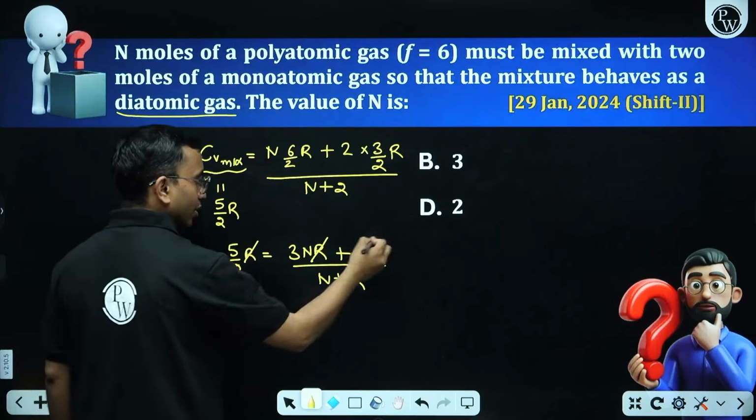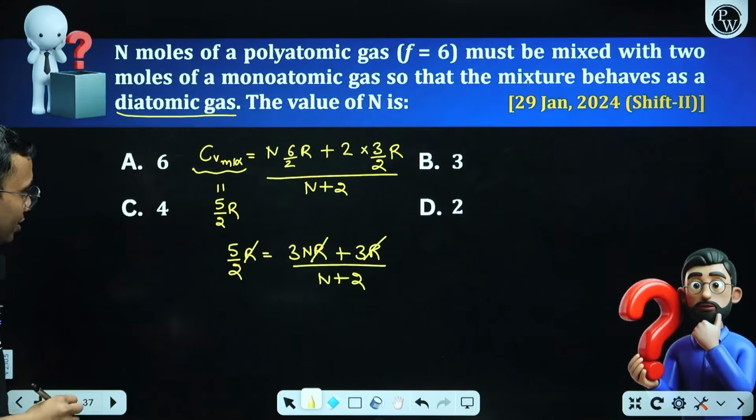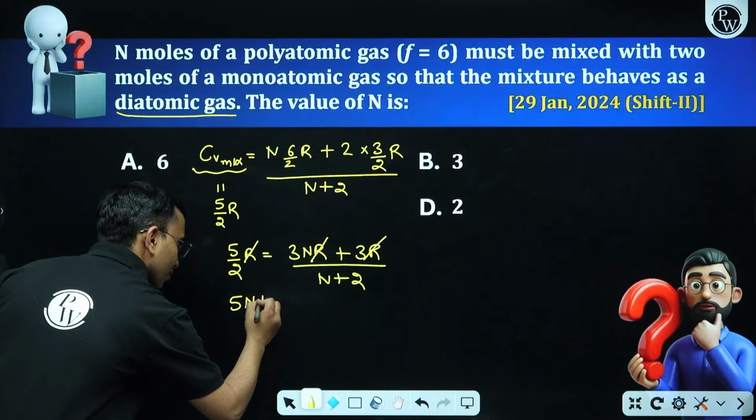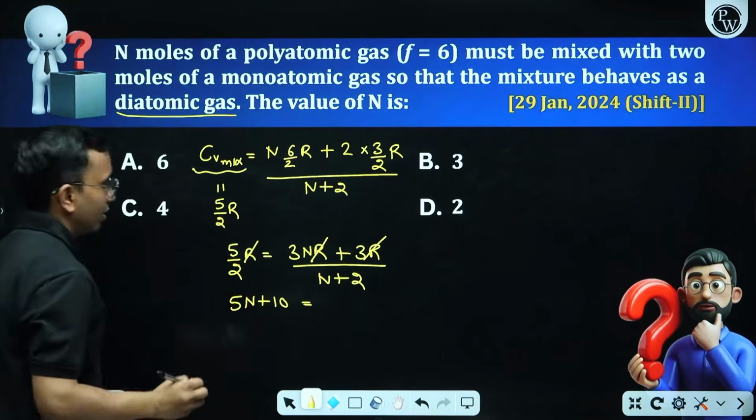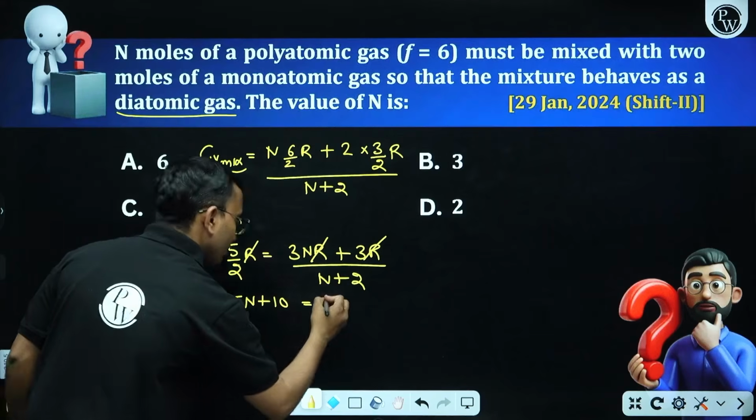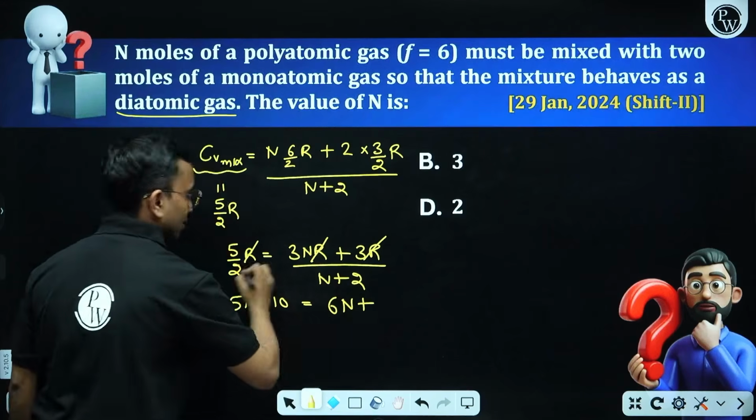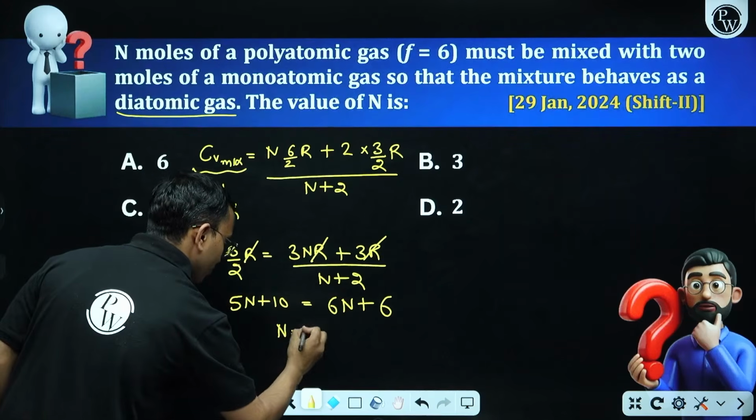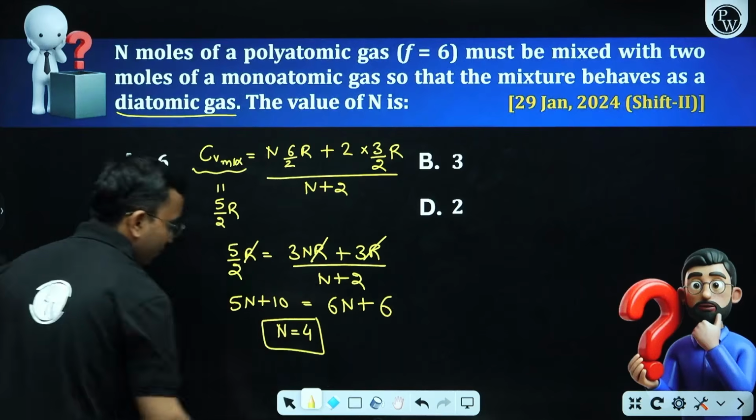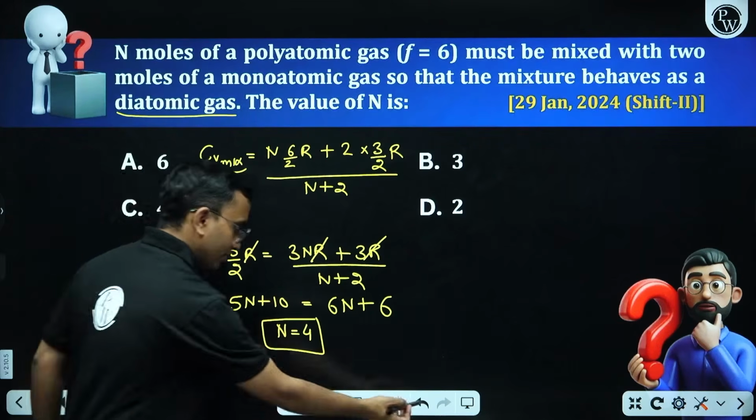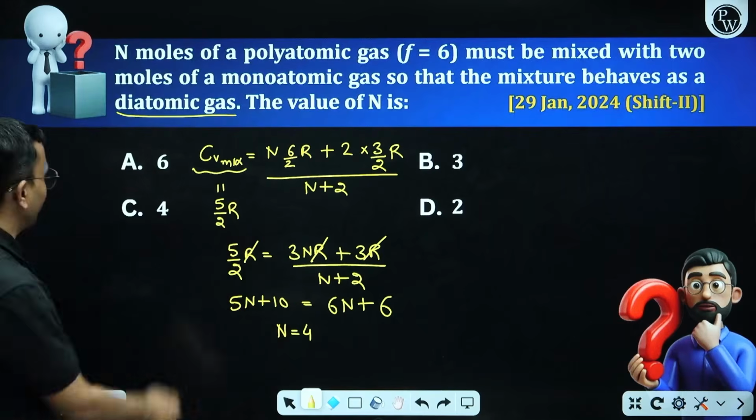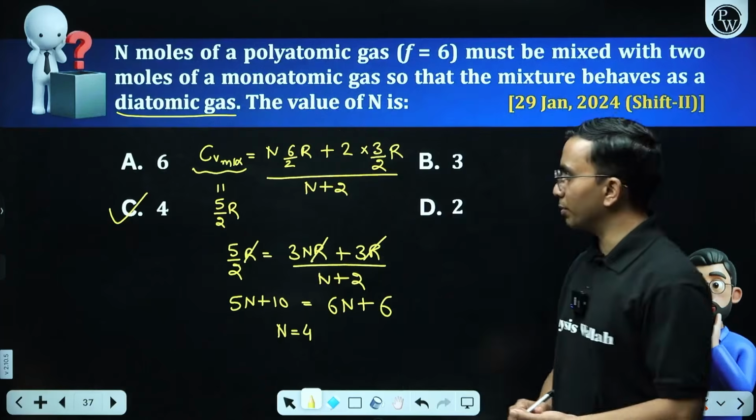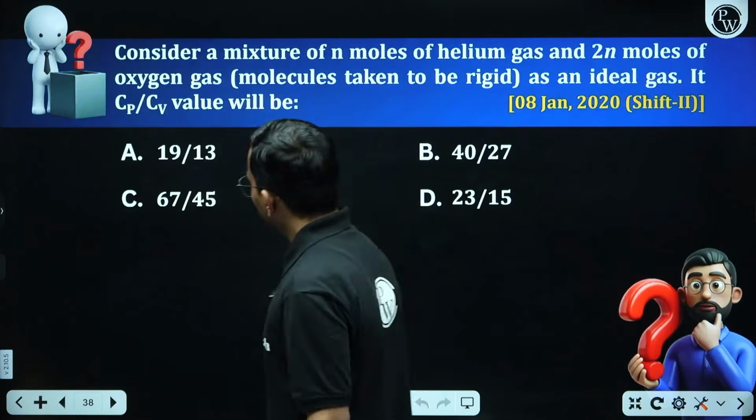R got cancelled, and what else? 5N plus 10 is equal to 6N plus 6. Yeah, so from there N comes out to be 4. Okay, so need not make a box here. N comes out to be 4, option C. So these types of simple questions are there from mixture things.